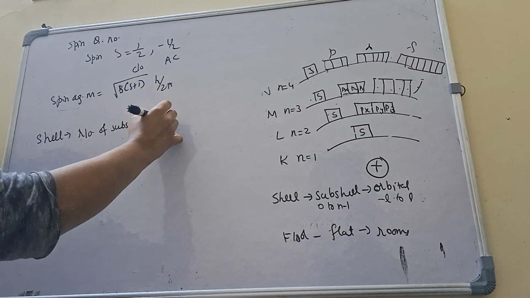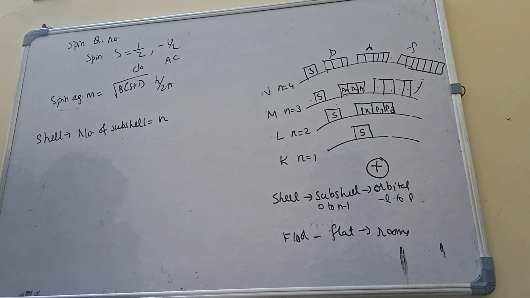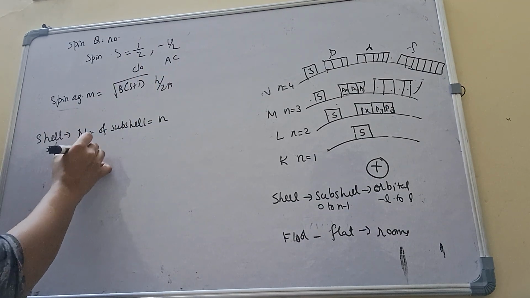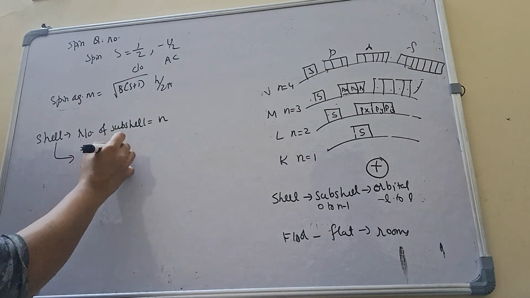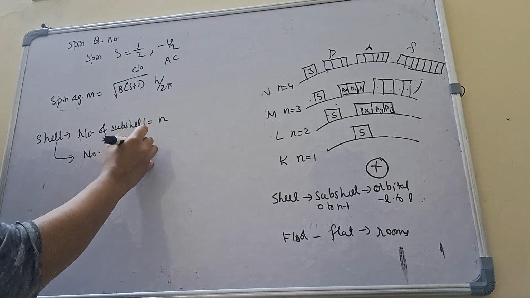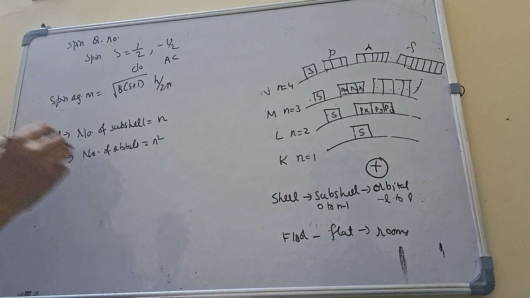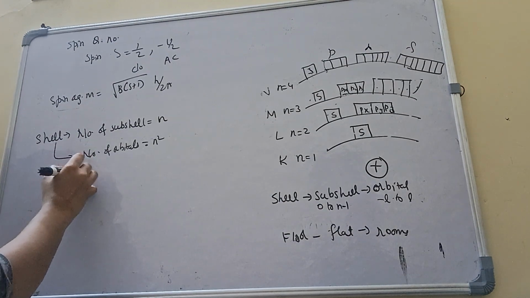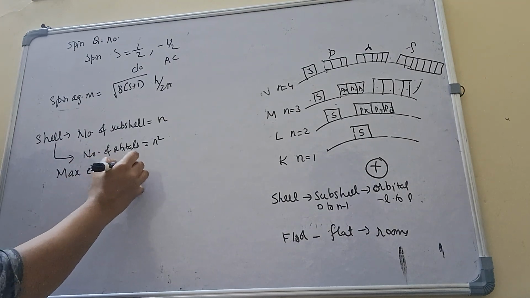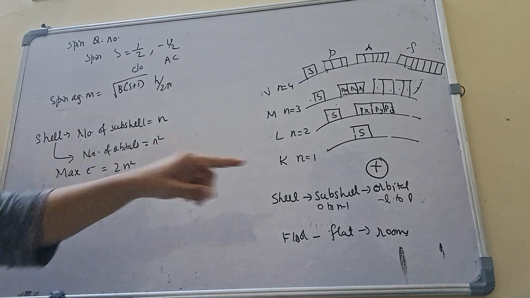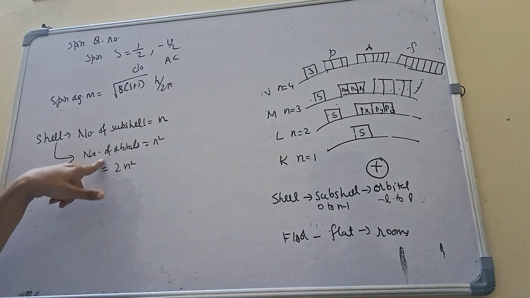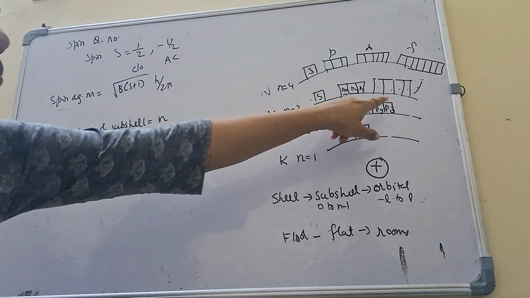Alright, let's summarize. So you have a shell, the number of subshells is equal to the shell number, that is n. If you are talking about the number of orbitals in the shell, that will be equal to n square, and the max number of electrons will be equal to 2n square. Now let us understand why. Number of orbitals is n square. That also I told you, right?